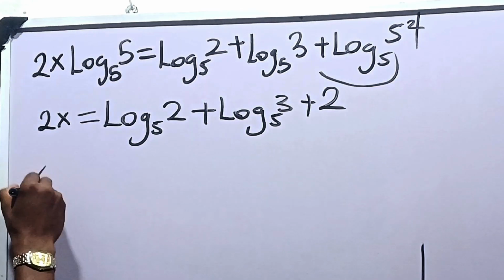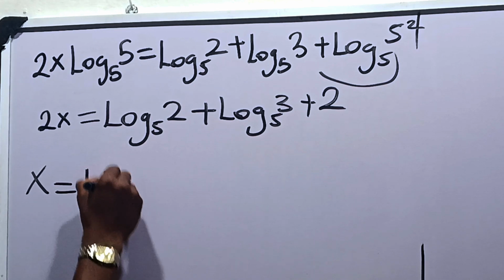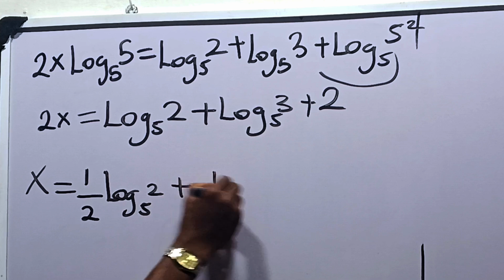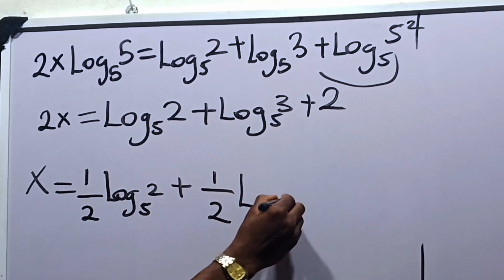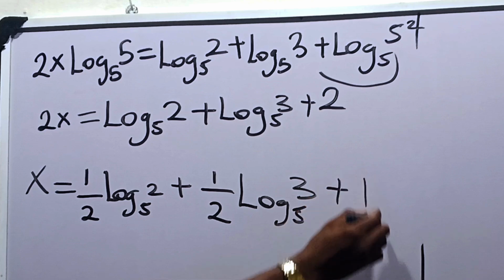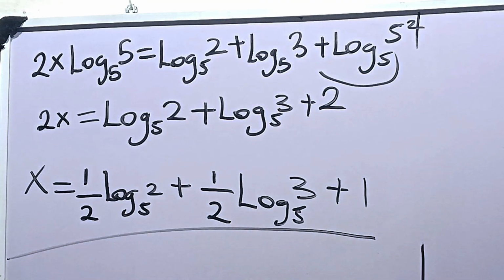Now x here becomes equal to, dividing each term by 2, half multiplied by logarithm base 5 of 2 plus half multiplied by logarithm base 5 of 3 plus 1. So this becomes the final answer to this question.